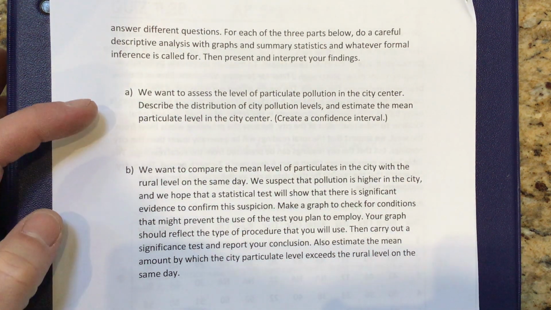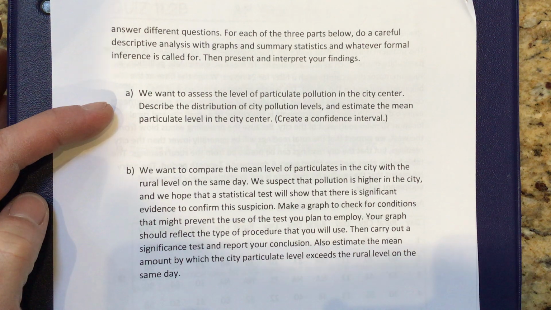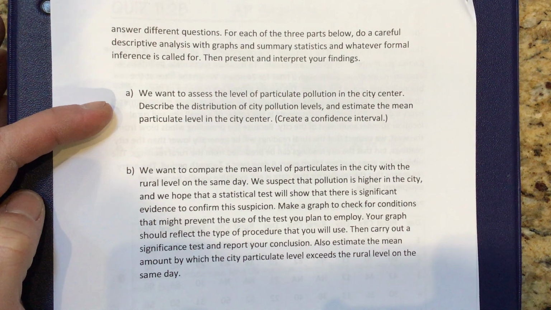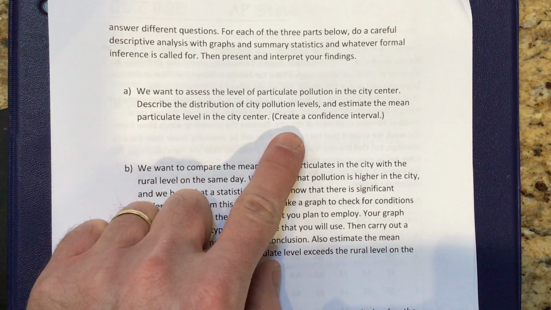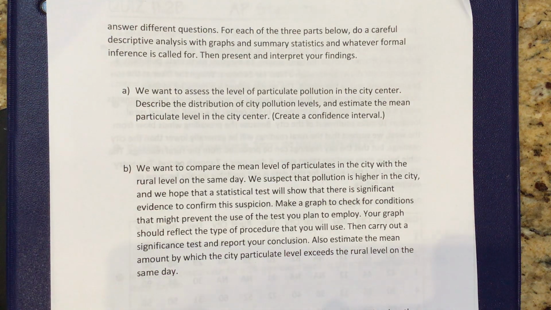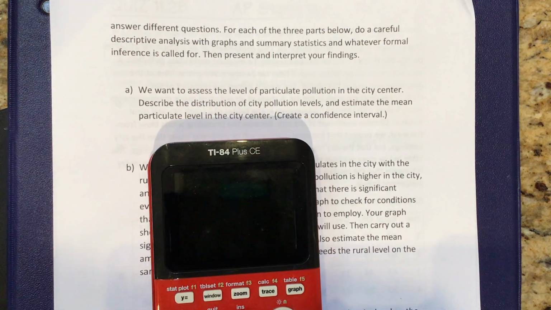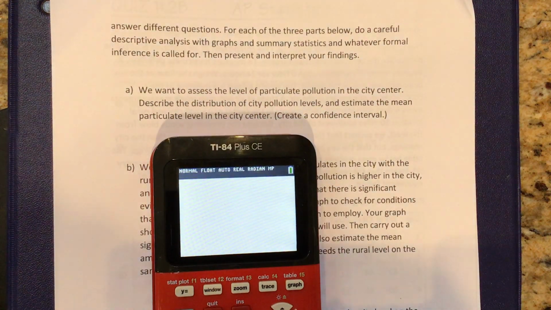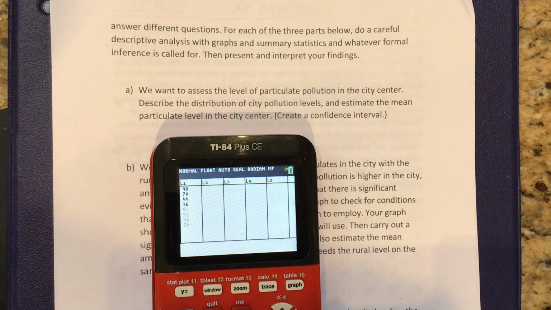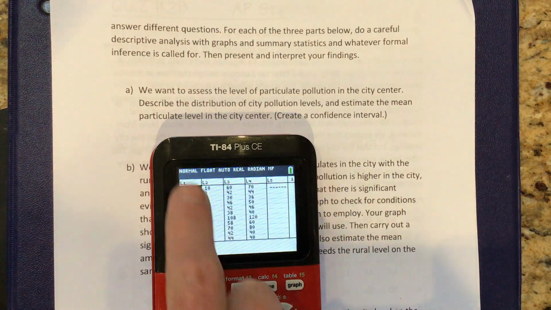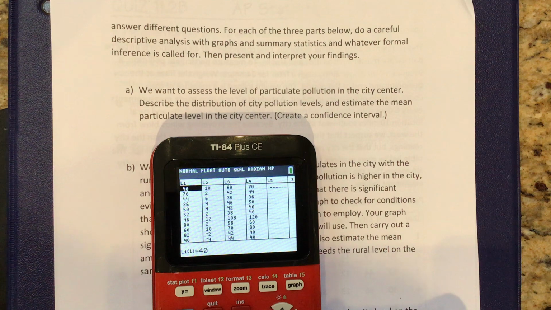Question A. Assess the level of particulate pollution in the city. Describe the distribution. Estimate the mean. So in other words, give a confidence interval. All right, so step one, you need to get the data into your calculator. And I have the city data here in my list one.